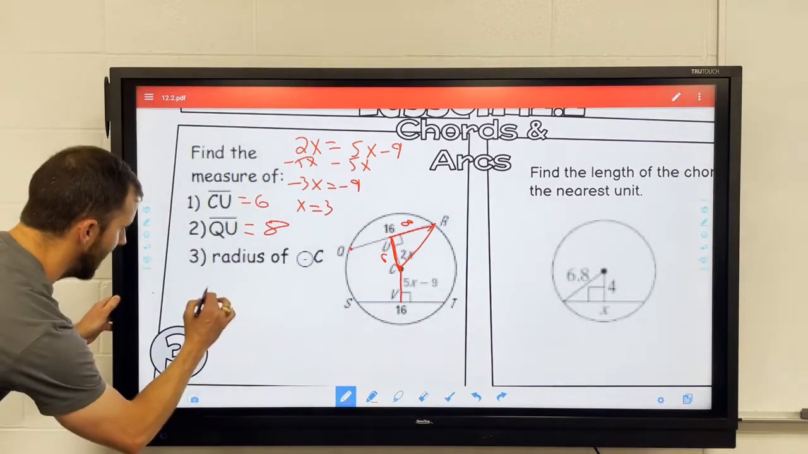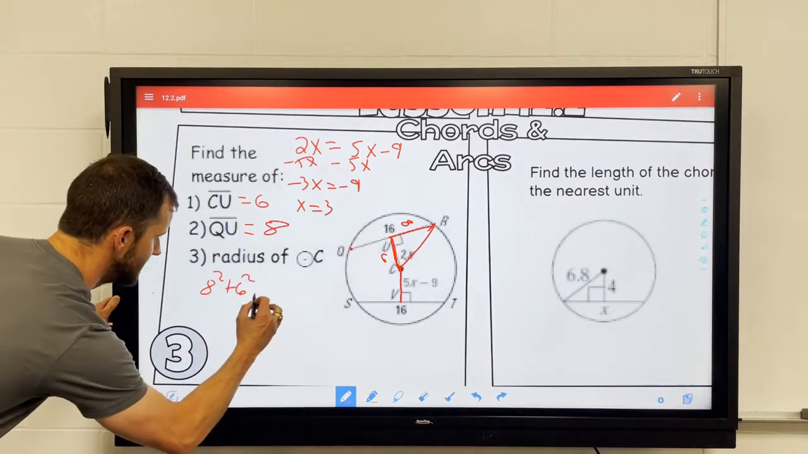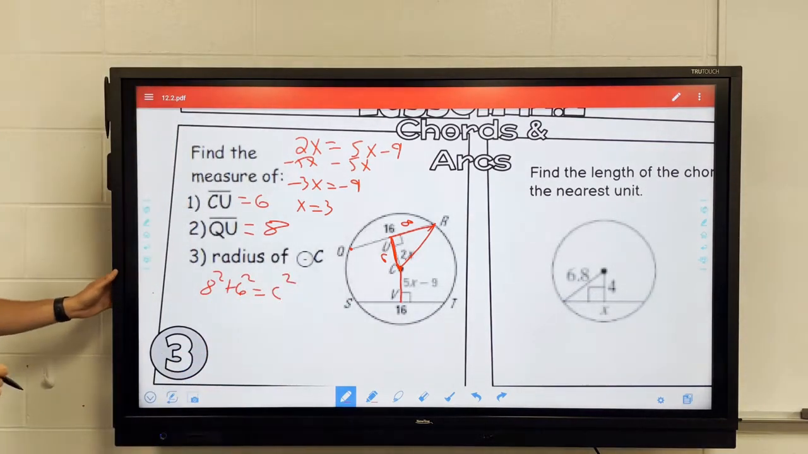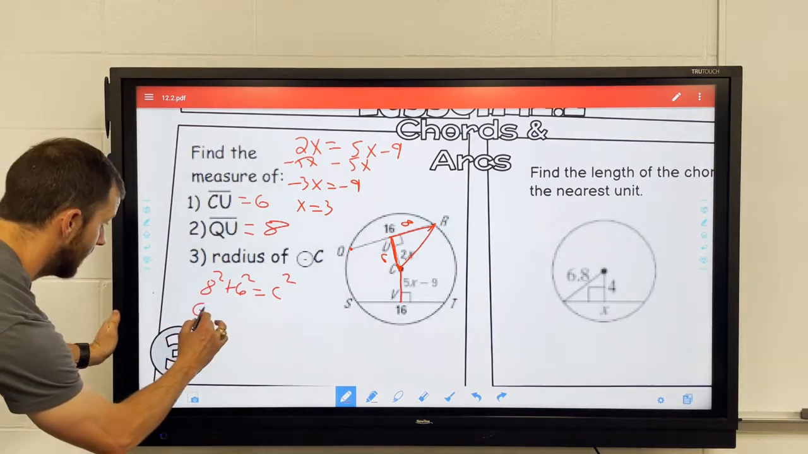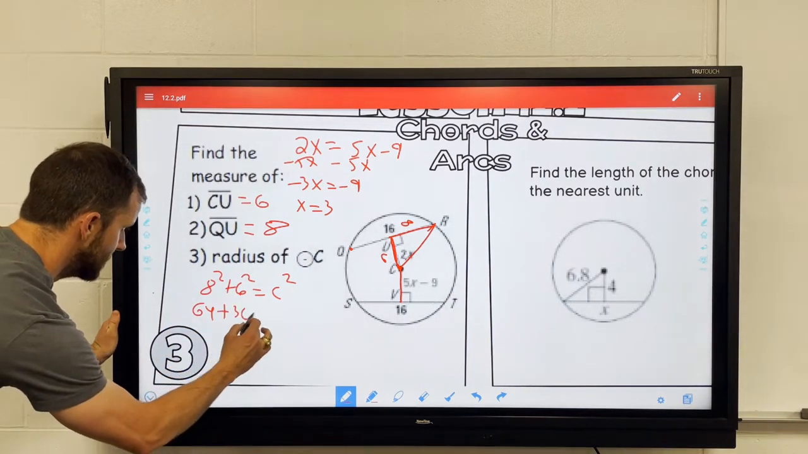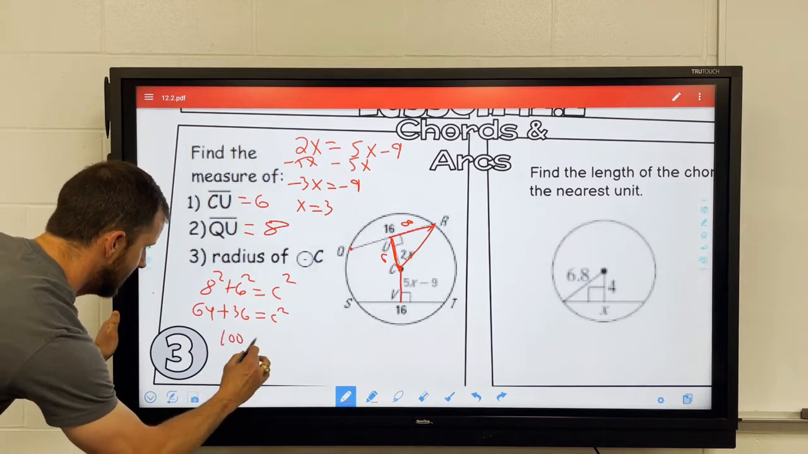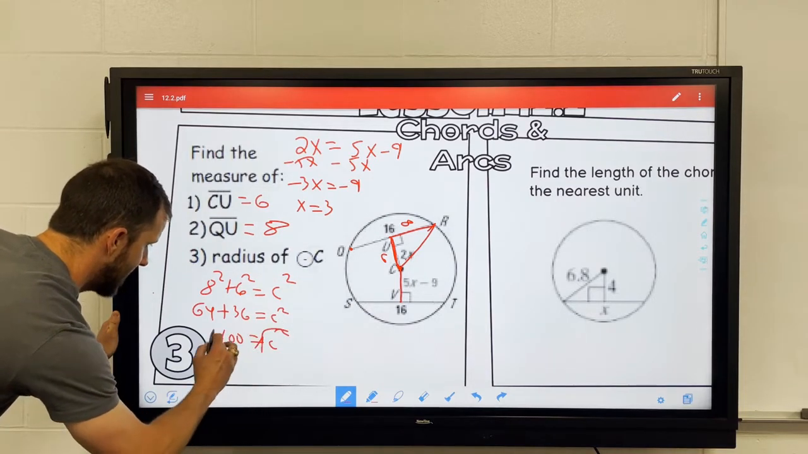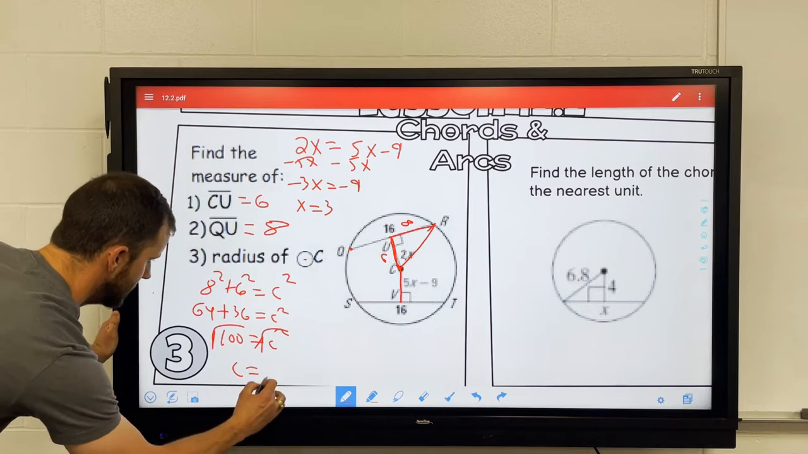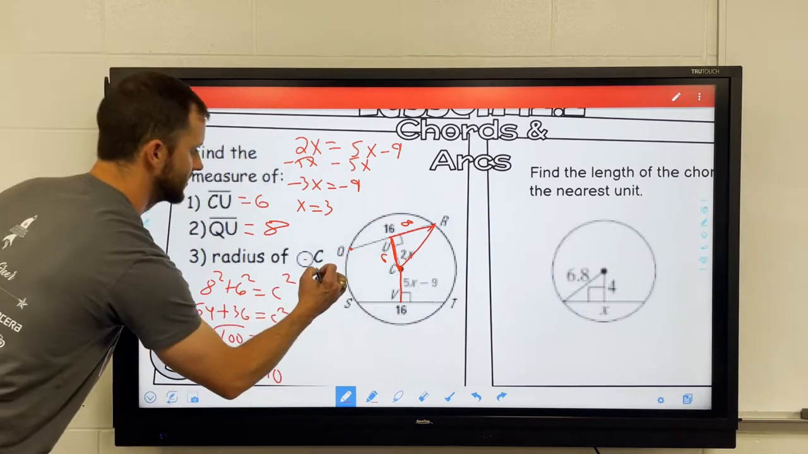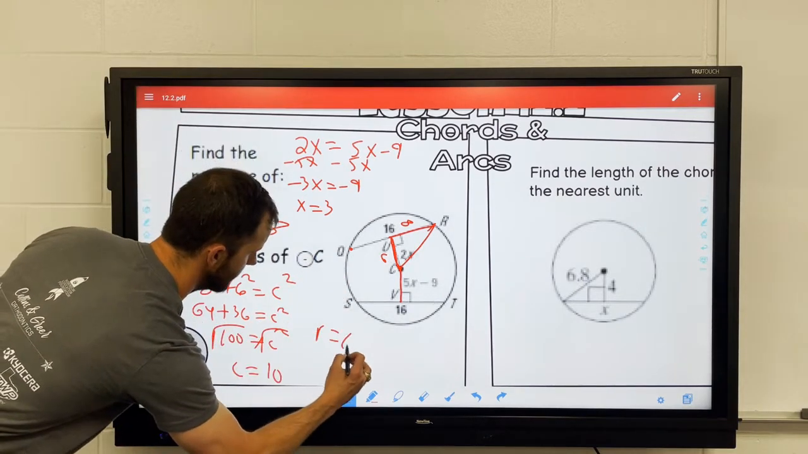And so now I would use the Pythagorean theorem to find the radius here. So I'm going to do 8 squared plus 6 squared is equal to c squared. What's 8 times 8? 64. What's 6 times 6? 36. Which is going to be 100. And then I'm going to take the square root of both sides. So what's the square root of a hundred? 10. So that means the radius of my circle is going to be 10. So I can put r equals 10.